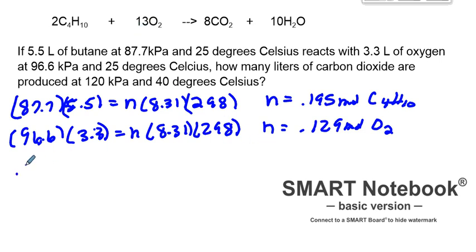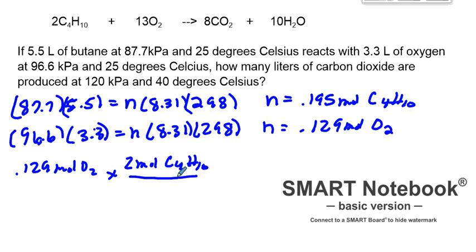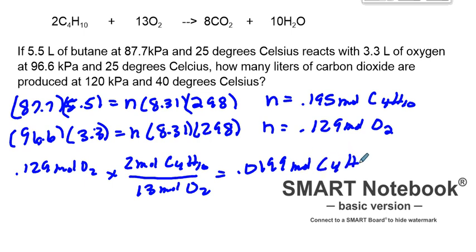So I'm going to take the 0.129 moles of oxygen. I'm going to times that by 2 moles of butane over 13 moles of oxygen. And I get 0.0199. That, of course, is my moles of butane needed. I need this much. I have a lot more than I need. Oxygen clearly is our limiter.